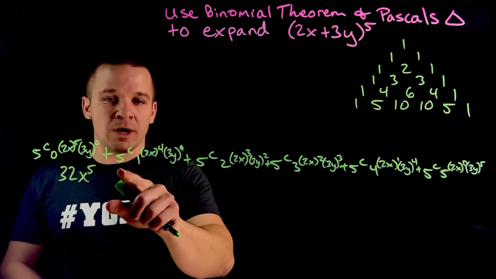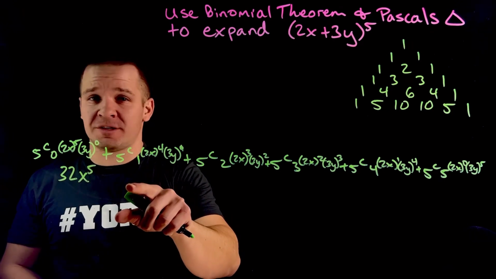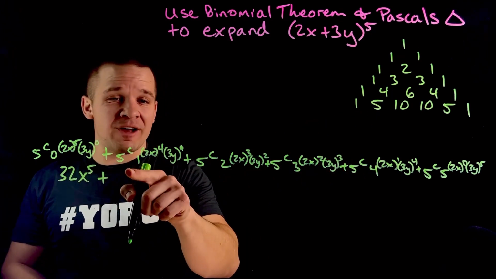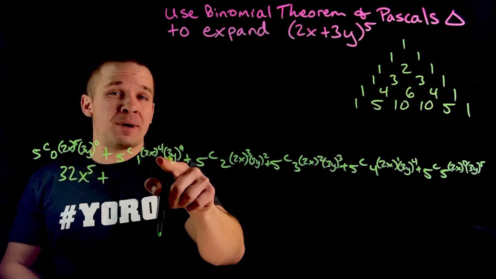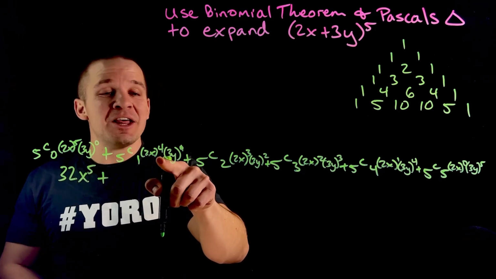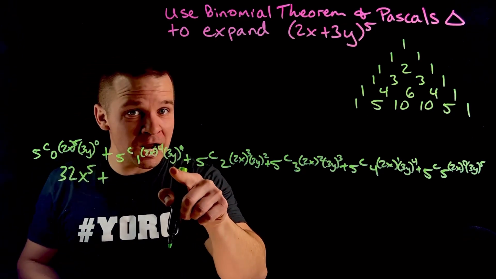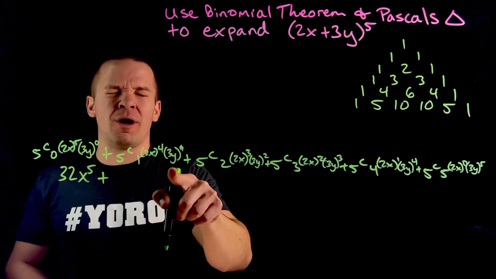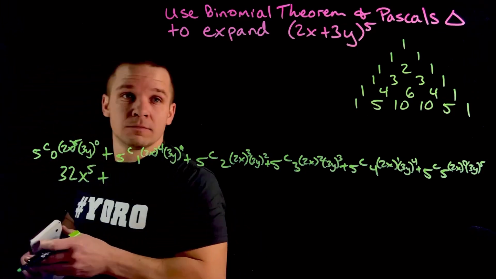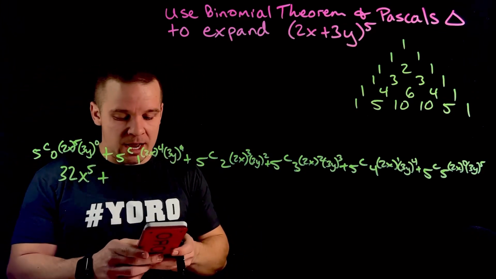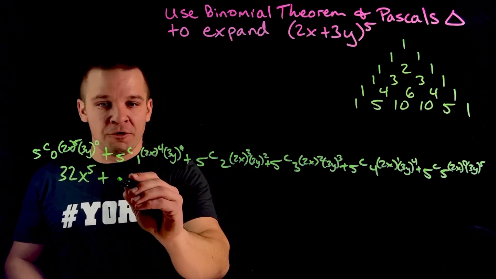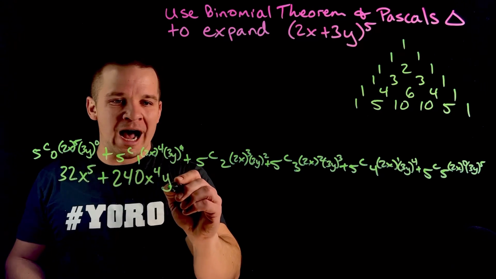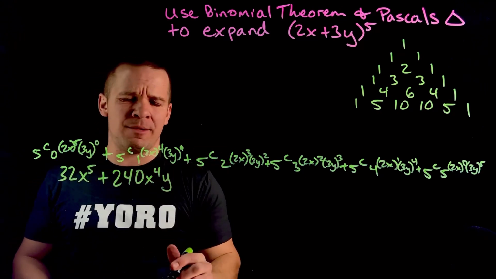All right. Next one. We got 5 choose 1. That's just 5, and that would agree with Pascal's triangle as well. So what I'm going to have here is 5, and then we have 2 to the 4th power. That's 16. Then we have 16 times 3. 16 times 3 is 48. 48 times 5. Oh, boy. What do we got? I'm going to bust this bad boy out so I don't mess it up. 48 times 5. 240. All right. 240. Then we got x to the 4th. We got y to the 1st, but we're not going to write y to the 1st. We're just going to write y.